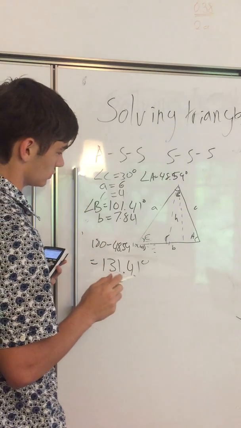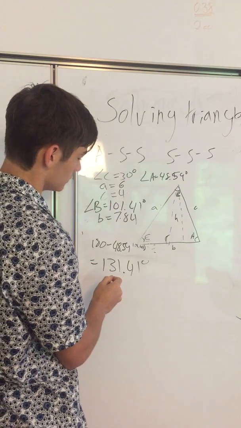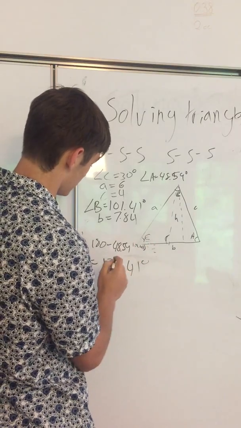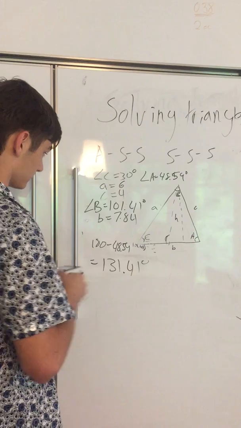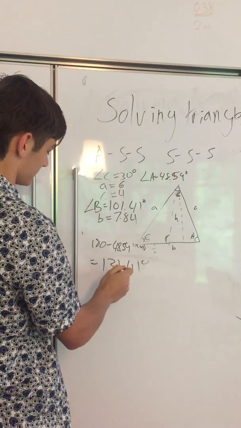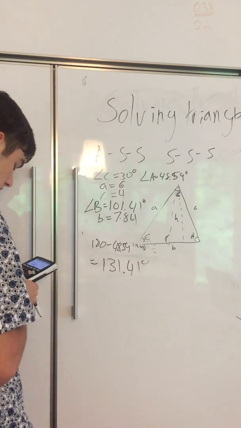And then you'd have to use this angle to solve for B again by subtracting this and 30 from 180.